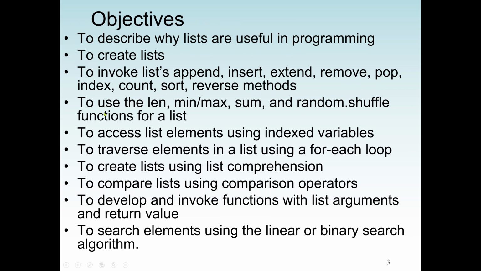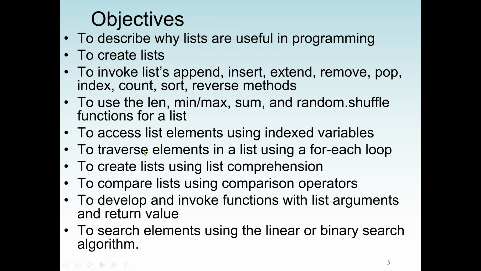Also, we are going to learn how to use len, min, and max. Len will give us the number of items in the list. Min will give us the minimum value in the list, and max will give us the maximum value in the list. Now, if we have a list of items, we can use the sum function to sum everything in the list. Also, we can shuffle our items in the list, which means we change the position of the items.